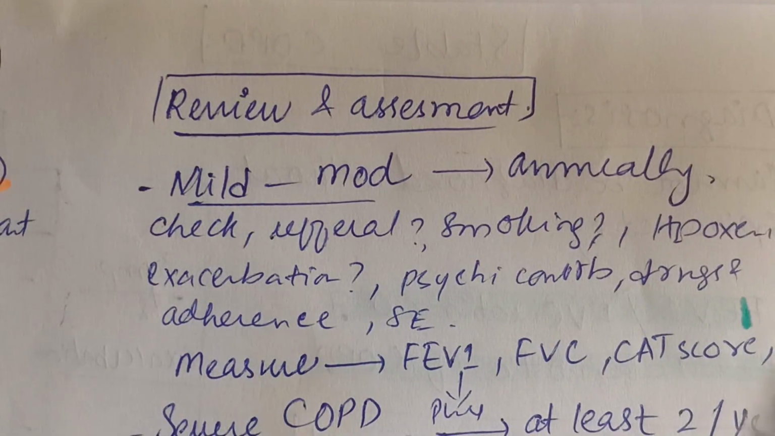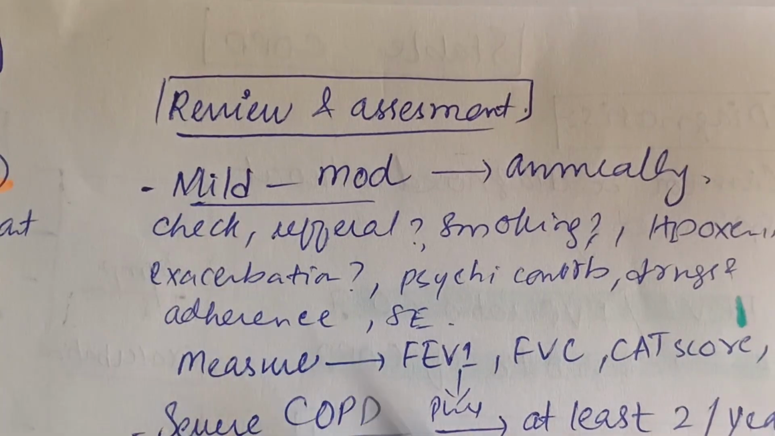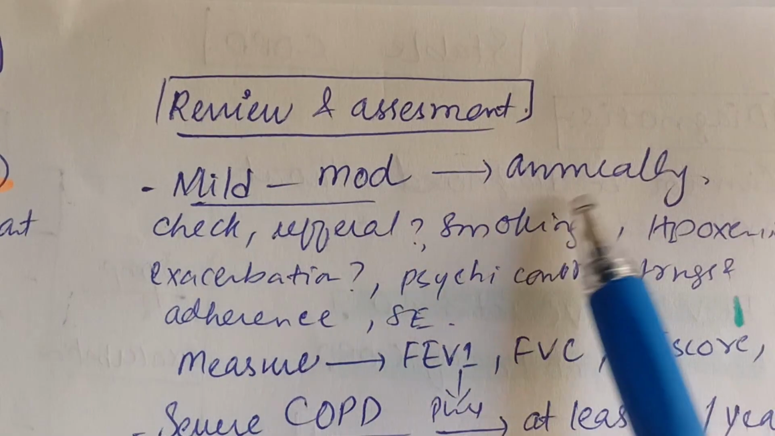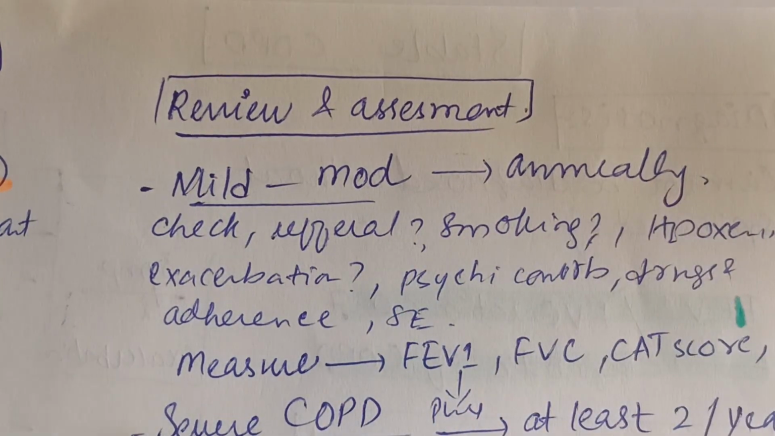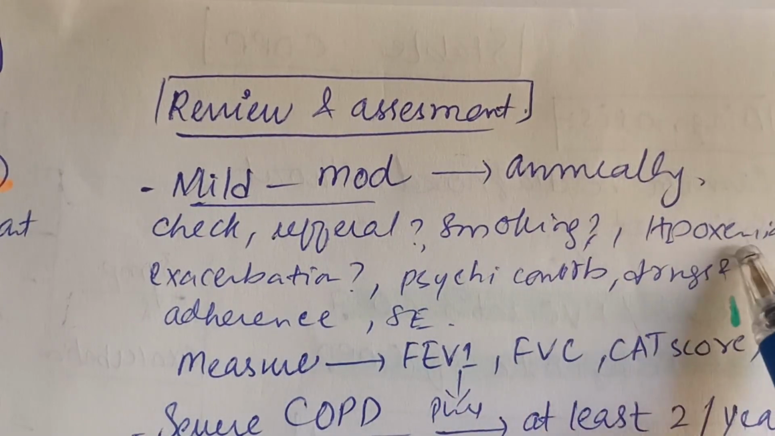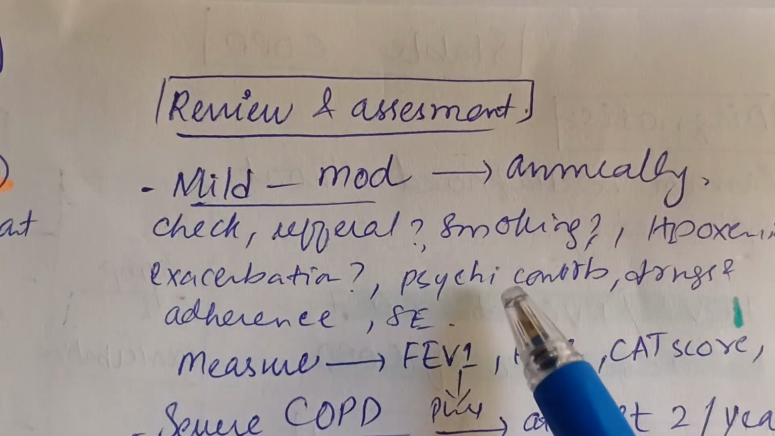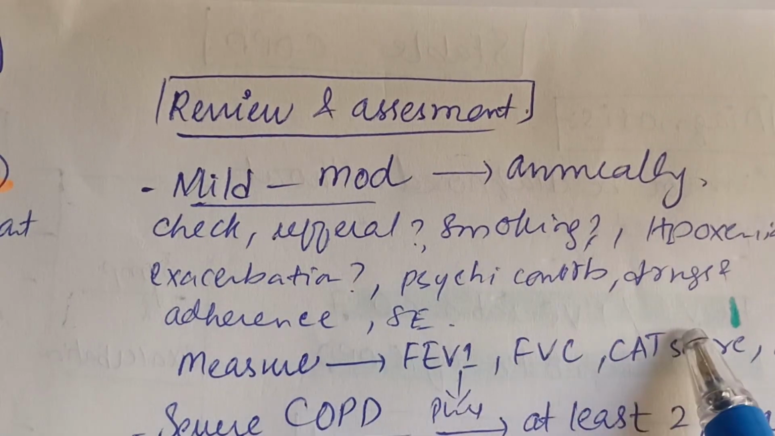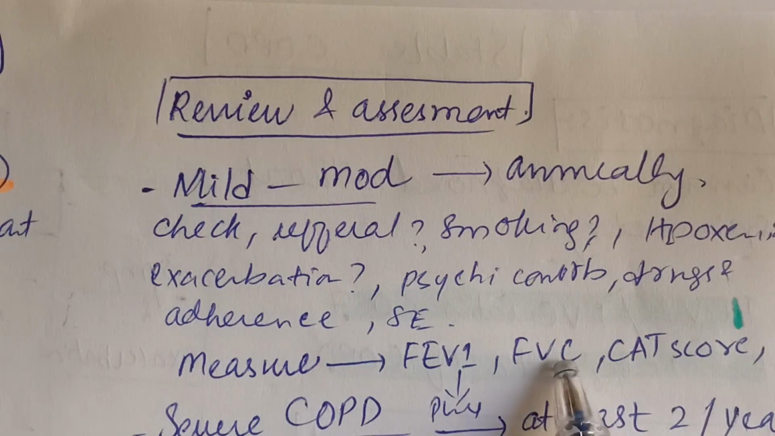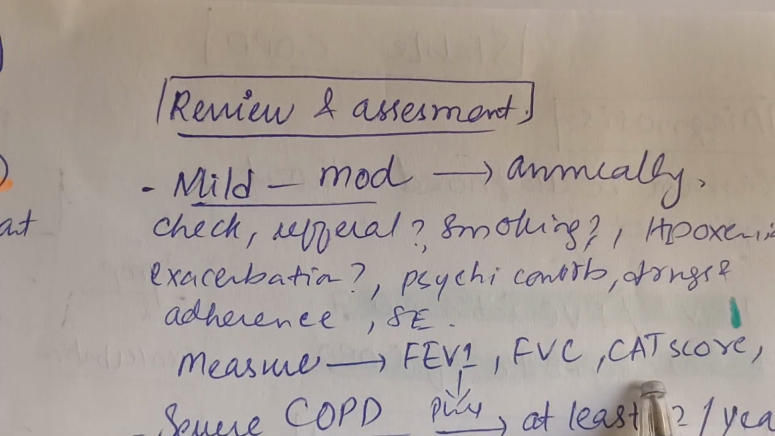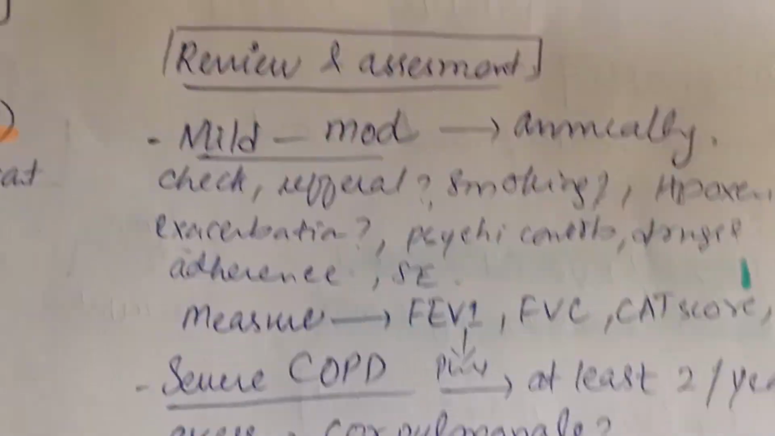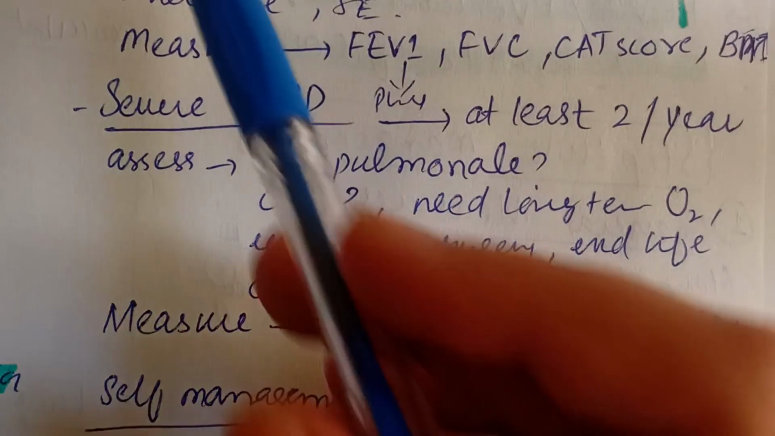So there is a guideline that we have to review and assess the patient, and take the follow-up of the patient after the therapy. If the patient has mild to moderate disease, we have to assess the patient annually. And we have to check if the patient needs referral, if he has ceased smoking, if there is hypoxemia, exacerbations, any psychological comorbidities, drug adherence, and their side effects. And we are going to measure FEV1, FVC, and COPD assessment test (CAT) score, and BMI.